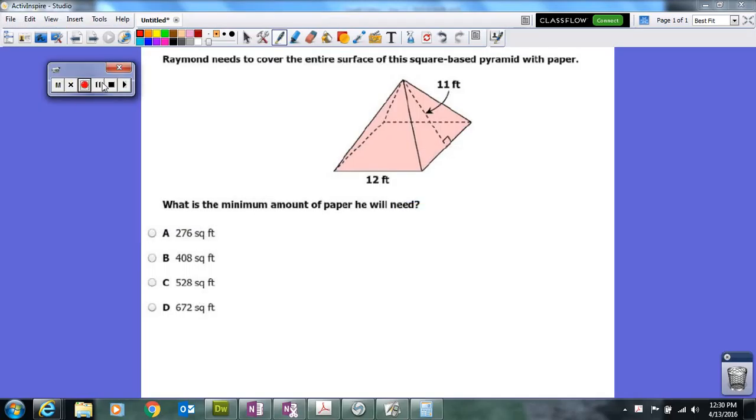Hi, so welcome back to another one of my multiple choice questions from the 2014 Math 8 SOL. We're dealing with a question where a student is asked to cover the entire surface of a square-based pyramid with paper. And we need to find the minimum amount of paper that he'll need.